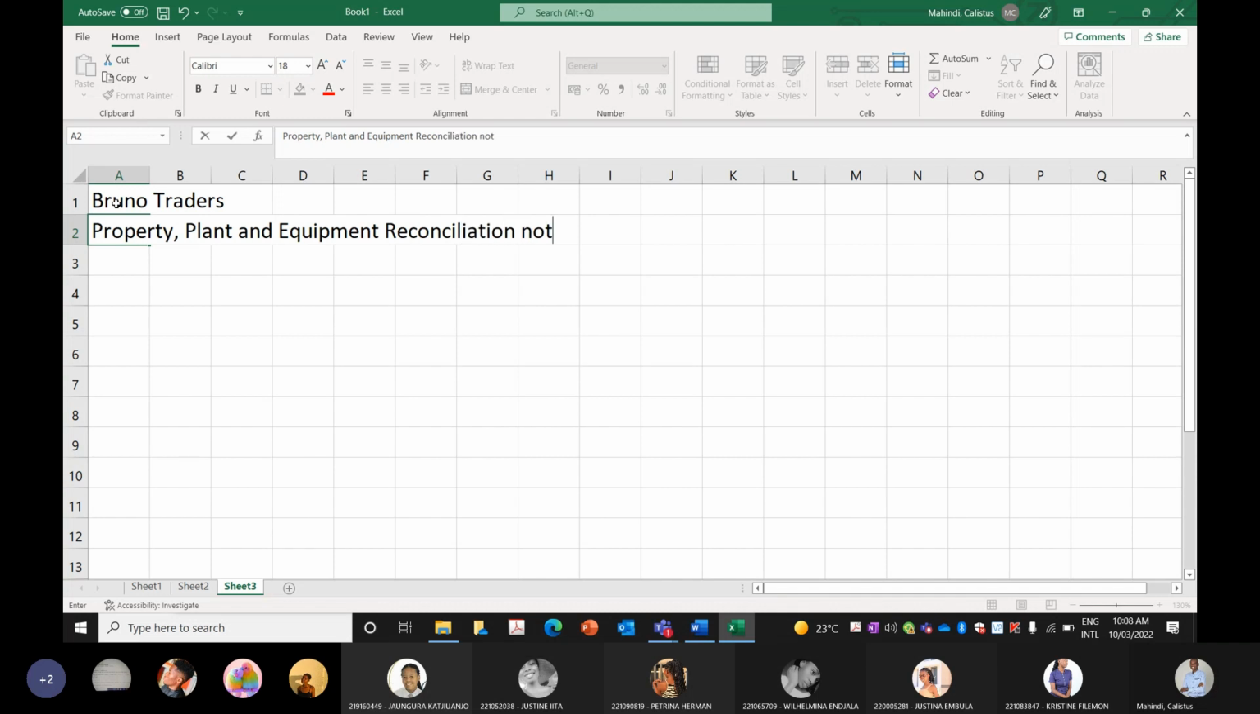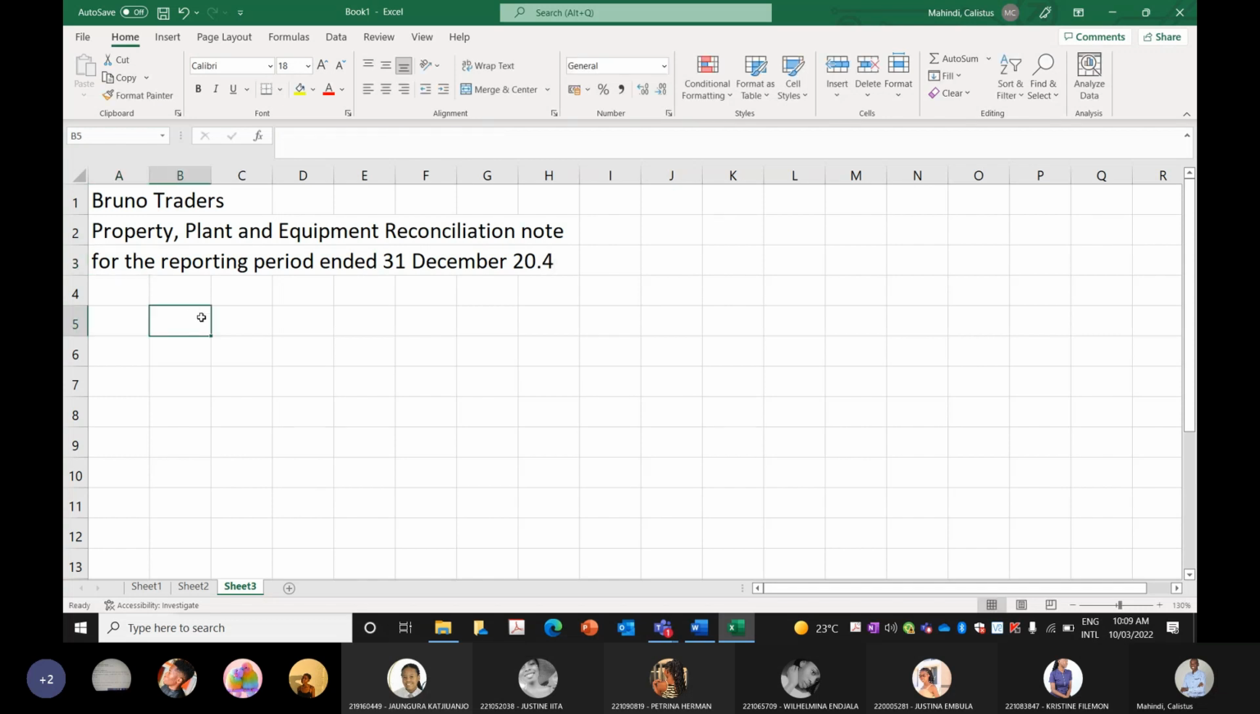Reconciliation note. Property, plant, and equipment reconciliation notes. For the reporting period ended 31 December 20.4. All right. So we have a few items. We have land. We have buildings. Now you must show these separately.